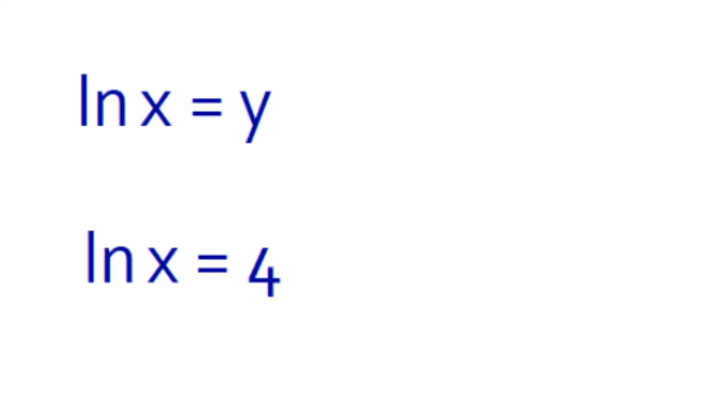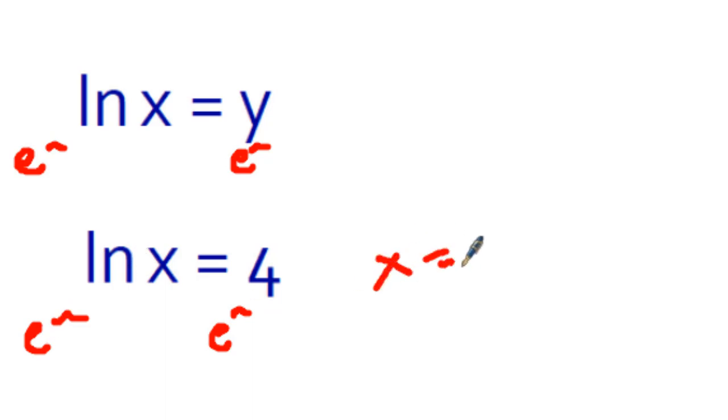Now what happens if we have a natural log? Natural log of x is equal to y. We're getting x all by himself. What's the opposite of natural log? It's e to the. And so that gets x all by himself. So if we have natural log of x is equal to 4, we're going to do e to the both sides. The e to the natural log of x cancels out. We have x is equal to e to the 4th power.